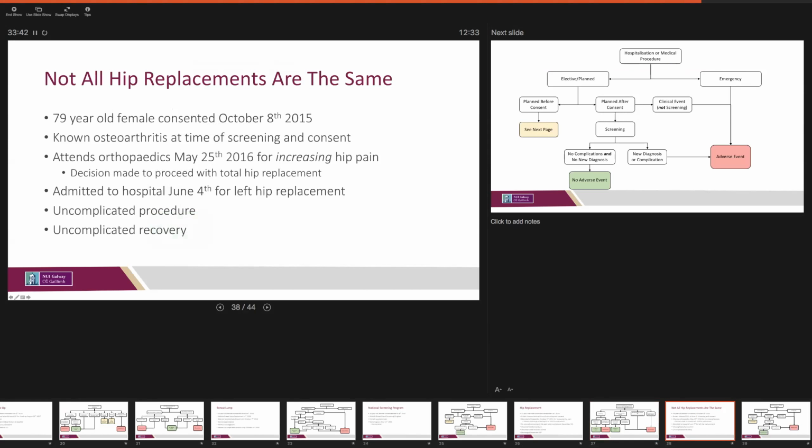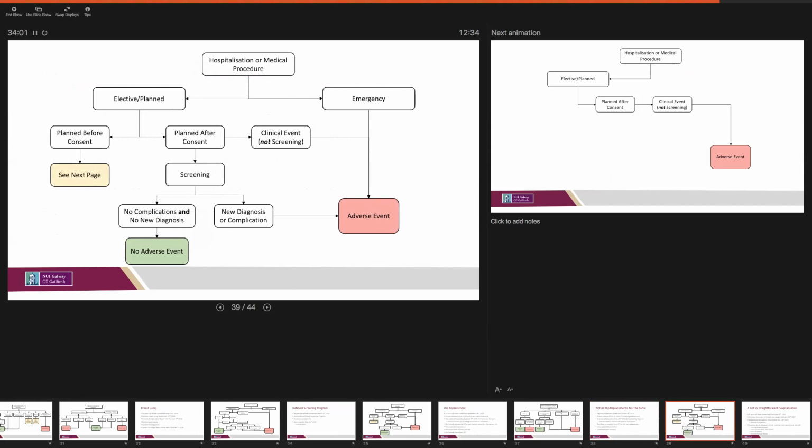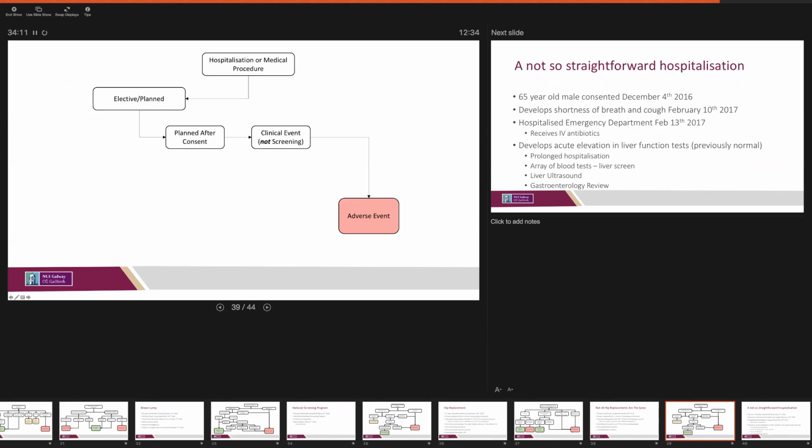So as I've said to you before, this again is a slightly different version of this. This is a lady who's in a study, known arthritis, was going to see orthopedics, but this occurred after the time of consent. She has increasing hip pain. She has her hip replacement done. It's an uncomplicated procedure. So she has a procedure that is done in a planned way, okay, but it was planned after the time of consent because of a clinical event, and there's worsening, so it wasn't a screening or anything like that. That makes this an adverse event.